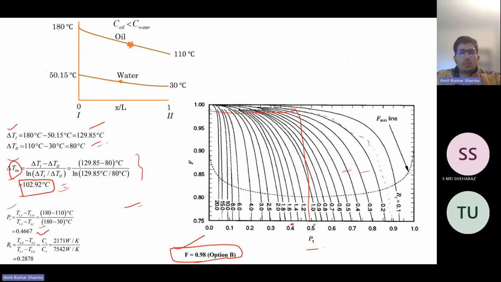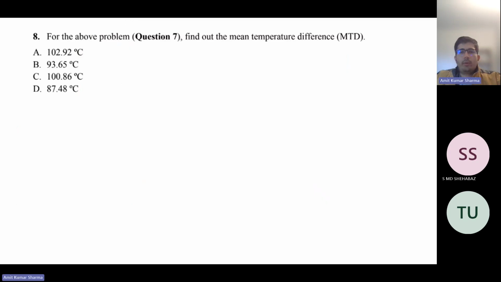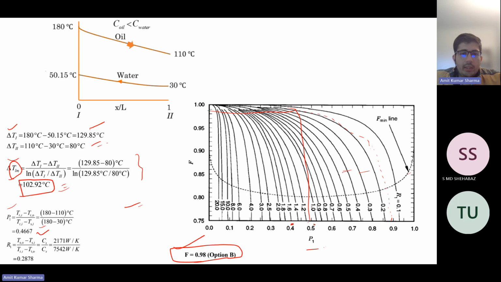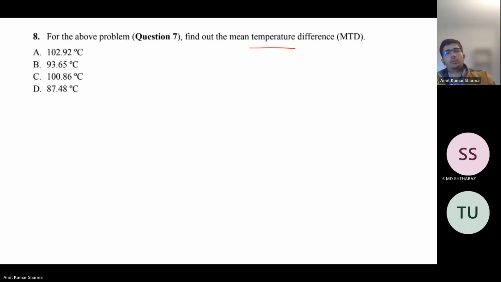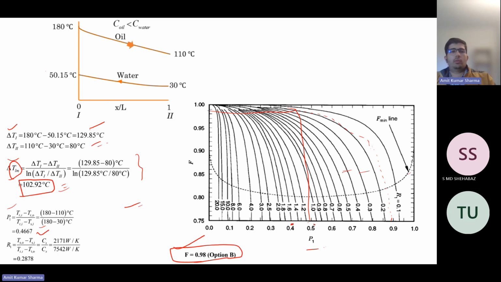So you have to find out the mean temperature difference, MTD. Maybe I think you have the correction factor of 0.98 and you know the data. You can take maybe 1 or 2 minutes to find out the mean temperature difference. Here you can see the data.